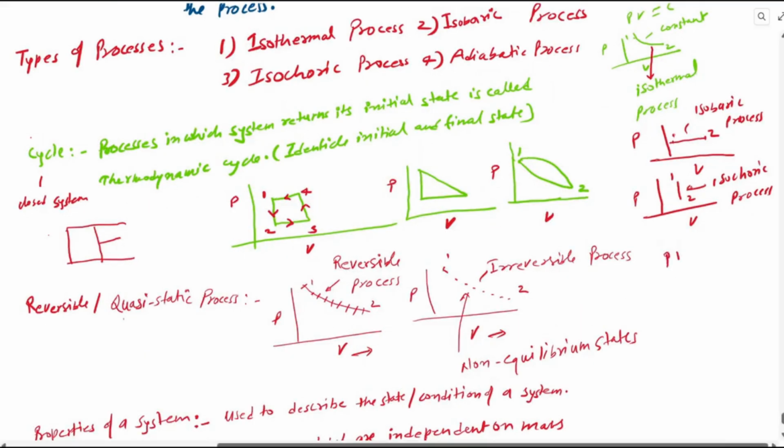Adiabatic process means PV to the power gamma equals constant. When we draw this in a PV diagram, it will come like this. There is no heat interaction between system and surrounding. Work will interact, but no heat interacts between system and surrounding.